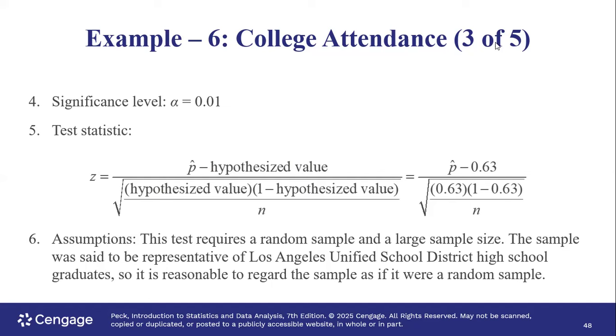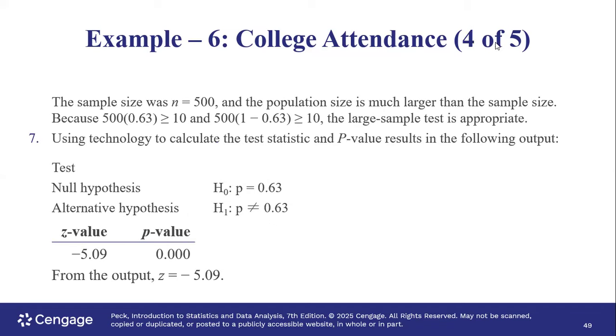Remember, the z test statistic is a standardized score, a z-score for the sample proportion. So it has to be divided by, or standardized by, the standard deviation of the sampling distribution of p hat, which is the square root in the denominator. Inside the square root, the hypothesized value is 0.63, then left parenthesis 1 minus 0.63. This is the value from the null hypothesis. And then that has to be divided by sample size 500. Then you hit enter, and your test statistic is minus 5.09.